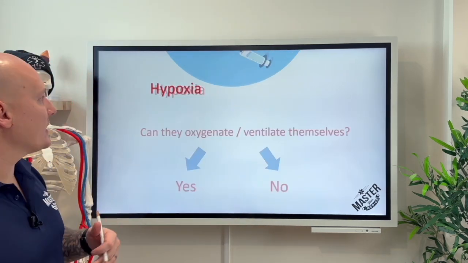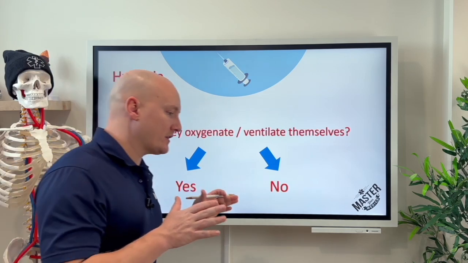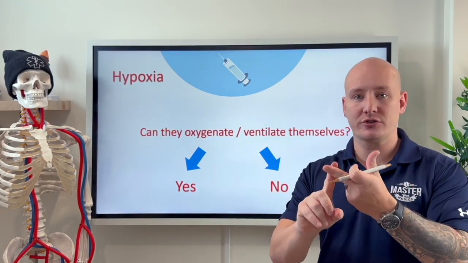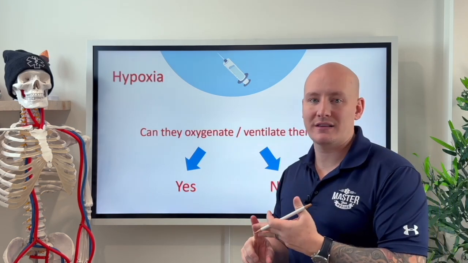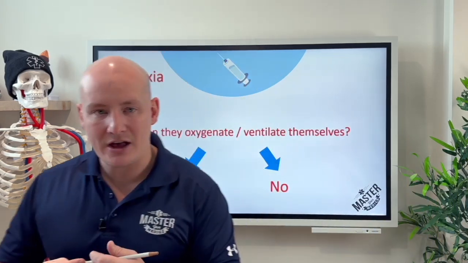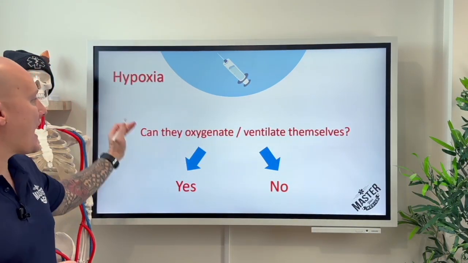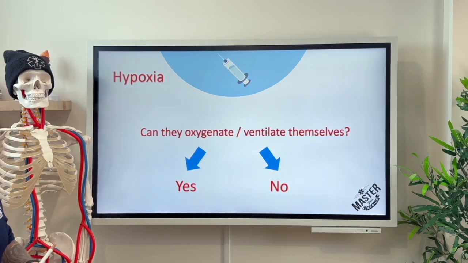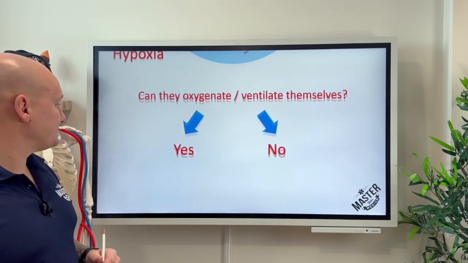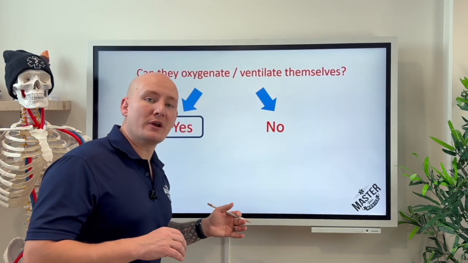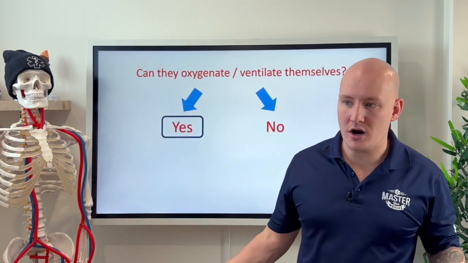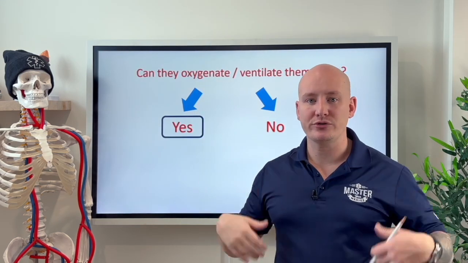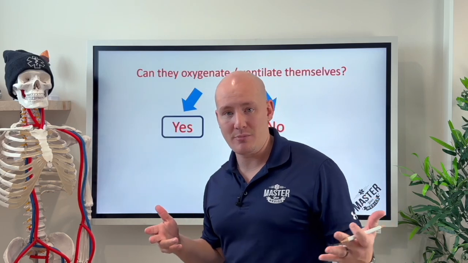Now, hypoxia in itself is one that we can simply treat in 2 ways, okay? 2 things. First off, we can oxygenate them and we can ventilate them. So one of the questions you need to ask yourself right off the hop is, can they oxygenate or ventilate themselves? If the answer is yes, then we are going to put a non-rebreather on them, get their oxygen as high as we possibly can, and make sure that they are able to get oxygen in there so that way they're not hypoxic.